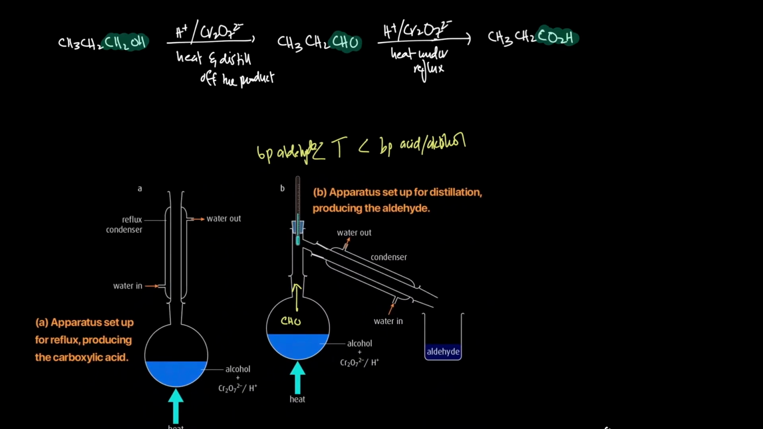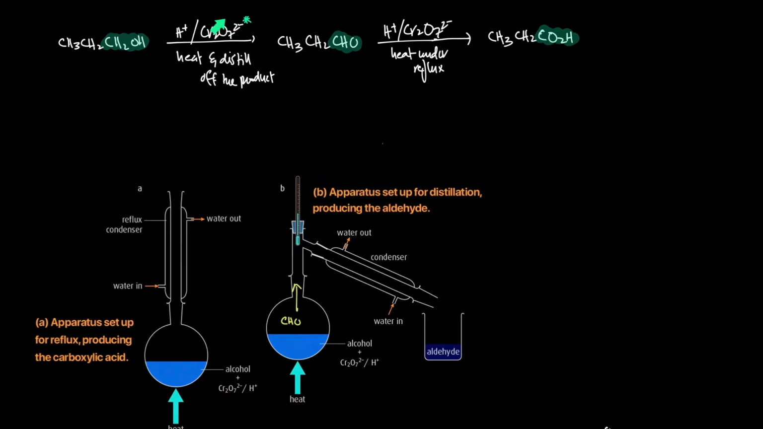Another thing to note here, guys, is this. For the first reaction, when you're heating and distilling the product, you can use acidified KMnO4 as well. Previously they didn't accept KMnO4, but now they accept it. But dichromate is a better reagent for this part. The reason is that dichromate is a weaker oxidizing agent than manganate. What that means is that if the alcohol is reacting with the oxidizing agent, it's being converted to aldehyde and the aldehyde is being converted to acid.